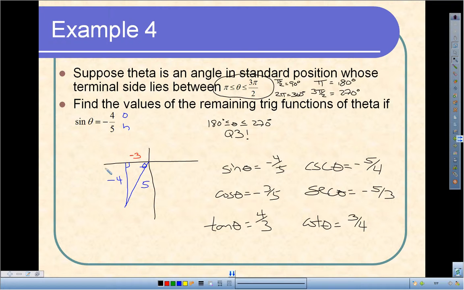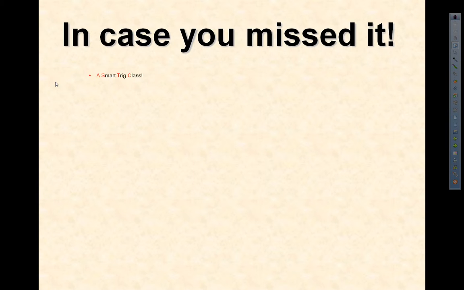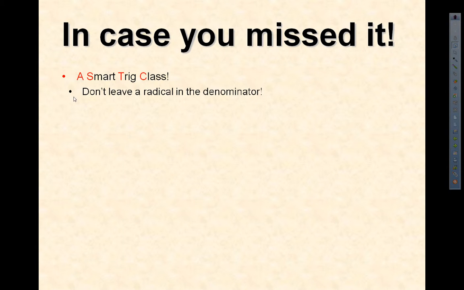All right, well that covers all the material for this lesson, but in case you missed it, remember, a Smart Trig class will help you figure out what your sign should be for all of your trig ratios. Never leave a radical in the denominator. If you do, you're going to be in trouble on the test, so make sure that you simplify that. Don't leave a radical in the denominator. And that's it.